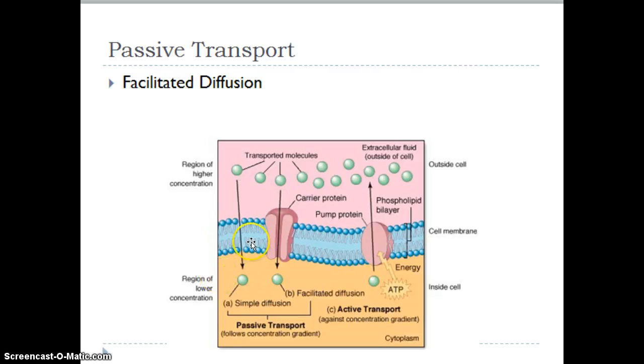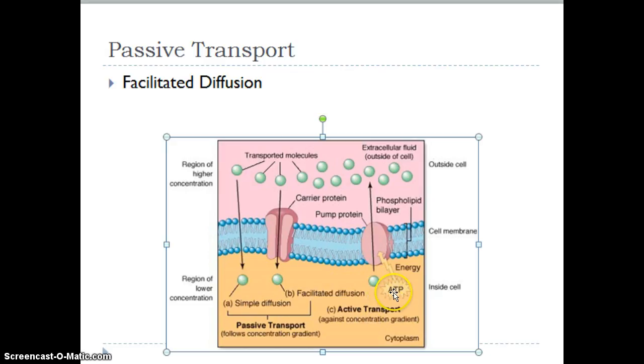Facilitated diffusion occurs when there's a carrier protein that allows molecules in or out. Now, we already talked about active transport, where energy is required from ATP to transport. Facilitated diffusion doesn't require any energy. It may require a ligand, which is like a key, and the key needs to open this carrier protein up so that diffusion can occur, but it doesn't cost any energy.